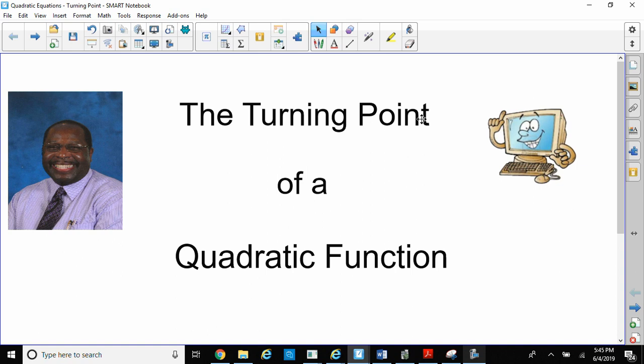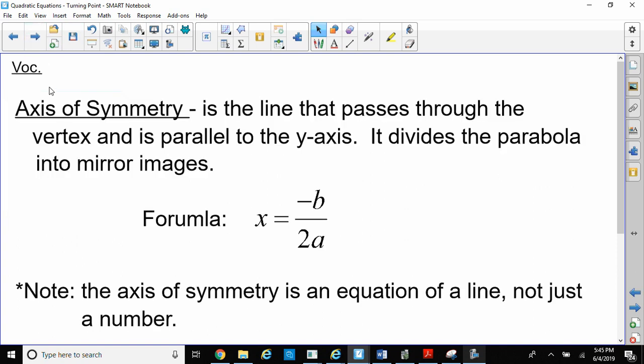We are talking about the turning point of a quadratic function. Here's a video that I plan to show to my class about it, so let's get started. The axis of symmetry is the line that passes through the vertex and is parallel to the y-axis. It divides the parabola into mirror images.